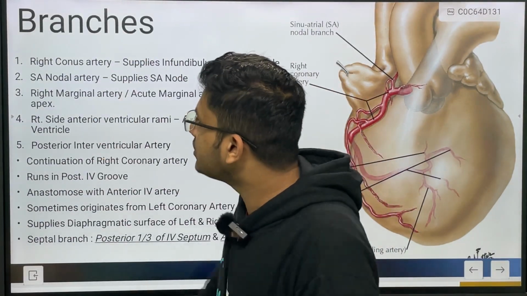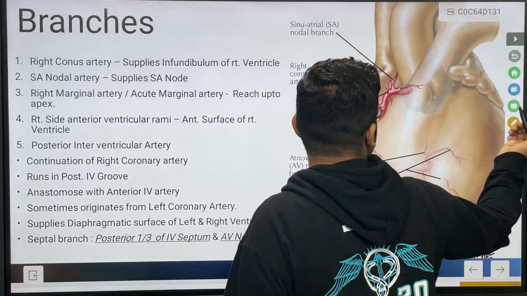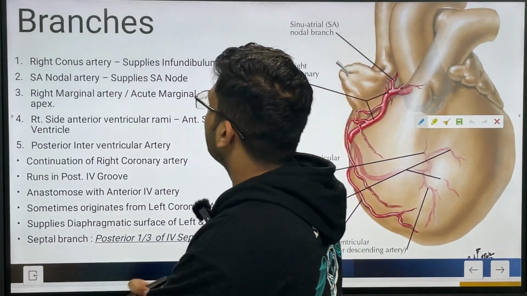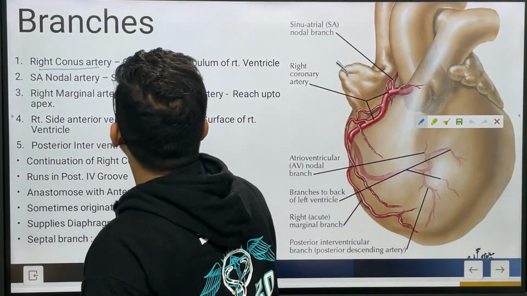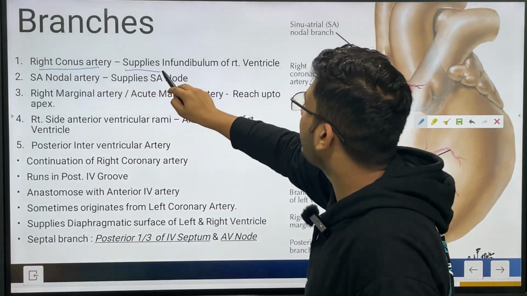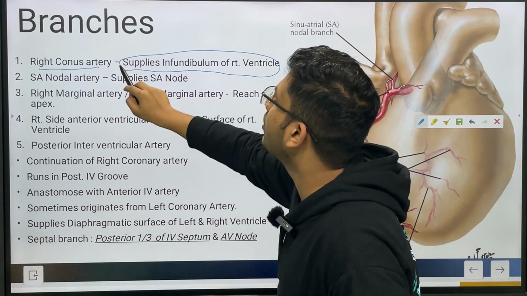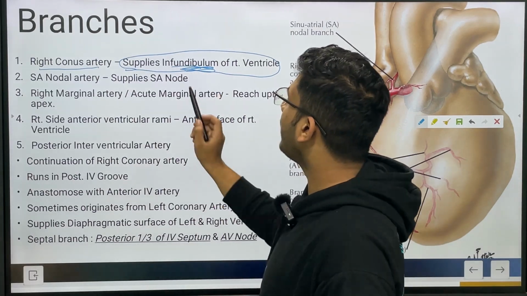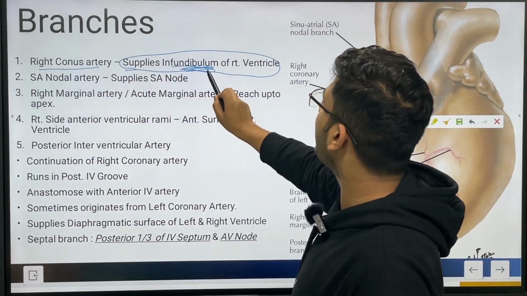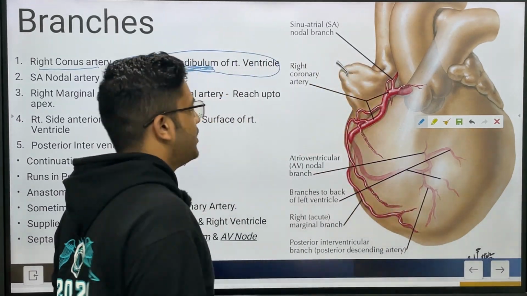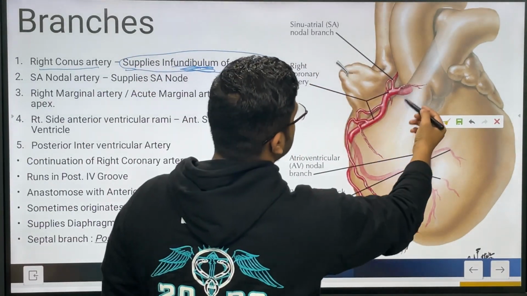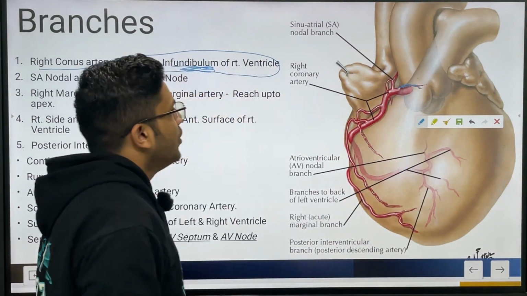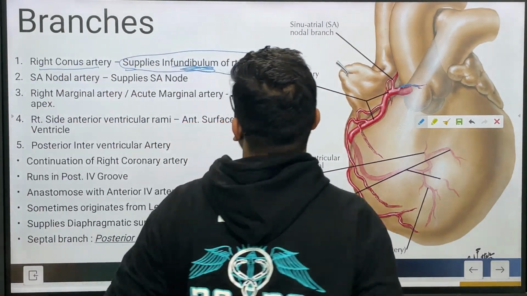These are the following branches of the right coronary artery. We will discuss them, and we will be visualizing them here in the diagram. The first one is the right conus artery. You have to learn that it supplies the infundibulum of the right ventricle. We will discuss what the infundibulum is in the internal features of the heart. Right now just know that it supplies the infundibulum of the right ventricle. Where is the right conus artery? This is your infundibulum, and this artery you can see is your right conus artery, supplying the infundibulum of the right ventricle.